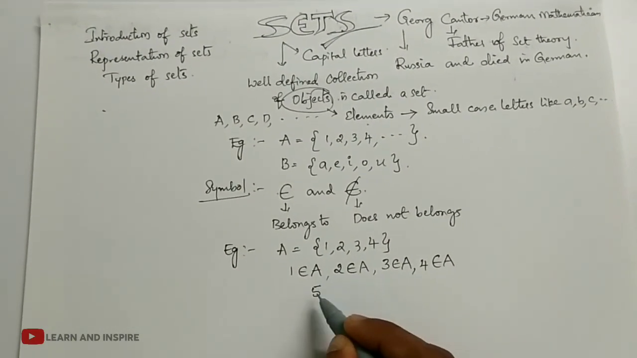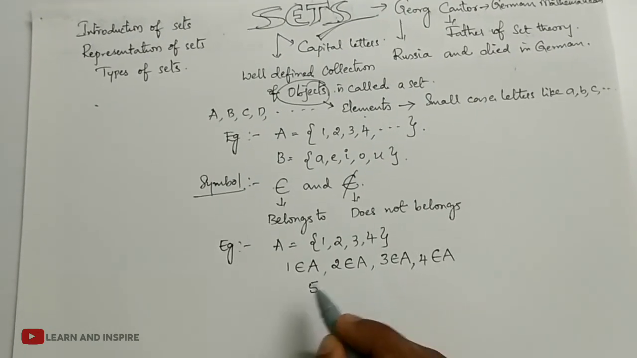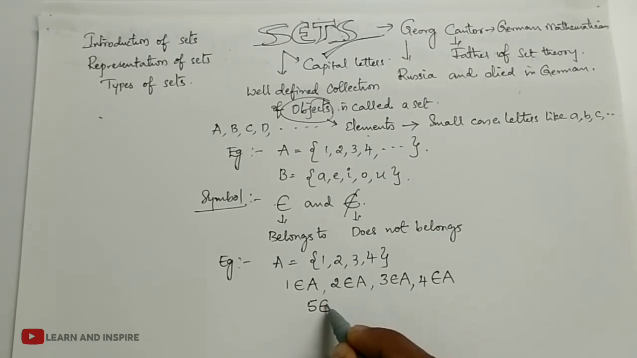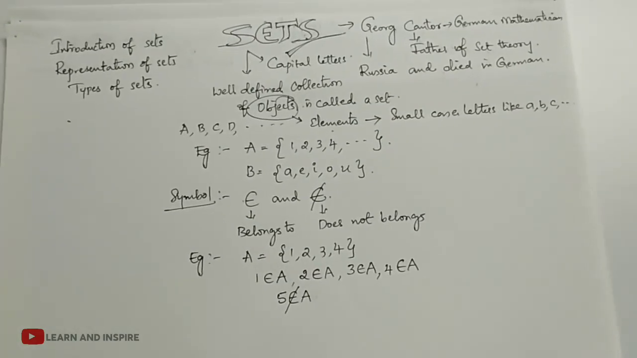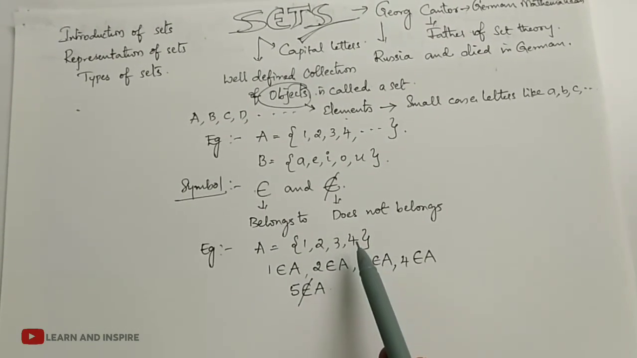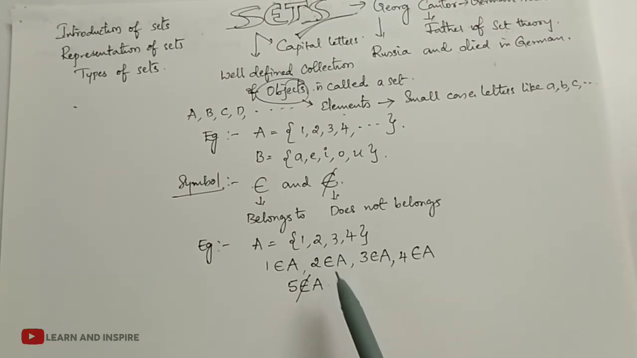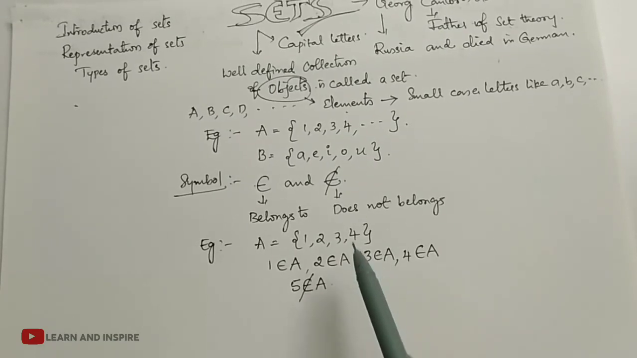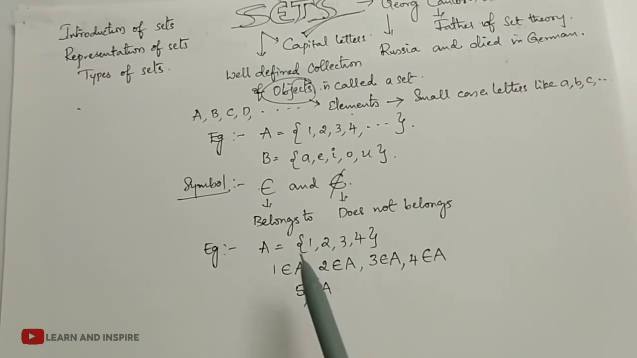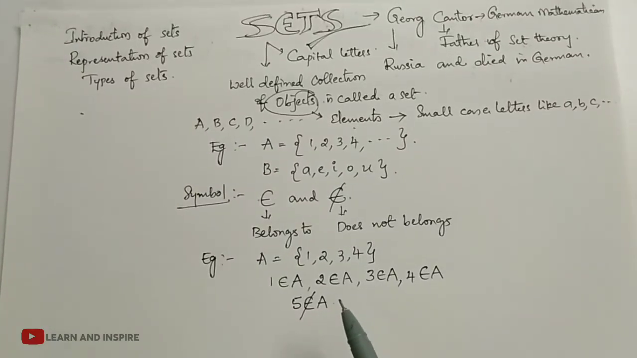Now if I take 5, is it an element in A? No, it is not an element in set A. So we can say that 5 does not belong to set A. Understood how to represent these symbols, belongs and does not belong? 1, 2, 3, 4 are the elements in set A, so 1 belongs to A, 2 belongs to A, 3 belongs to A, and 4 belongs to A. But 5 is not an element in set A, so 5 does not belong to set A.